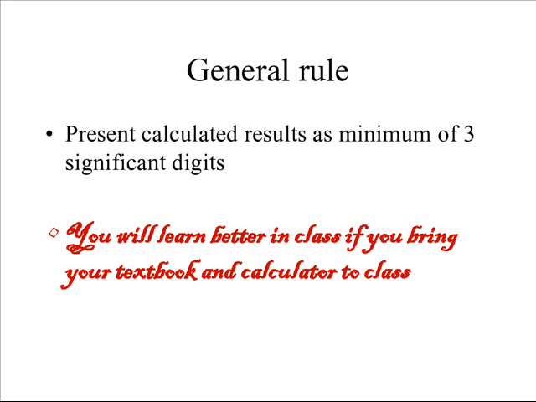However, the general rule is to present calculated results with a minimum of 3 significant digits. And you will learn better in this class if you bring your textbook and calculator to class, so that when we go through these examples, you understand how it is that we're doing it.